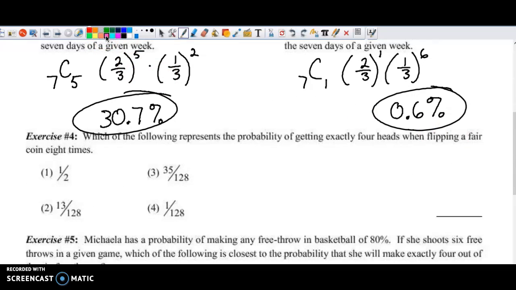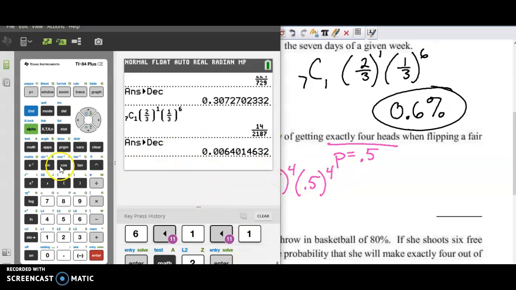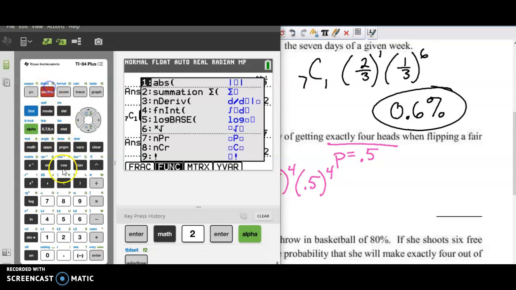Another situation where we're trying to get exactly 4 heads when flipping a fair coin 8 times. So what you have to do is think about the probability that you get 1 head. So the probability of a success in this problem would be 0.5. And of the 8 times we flip the coin, we want exactly 4 of them. Success being 0.5, 4 of them. But that means we need to fail 4 times as well. And you don't have to write it that way. You could change 0.5 to be a fraction.